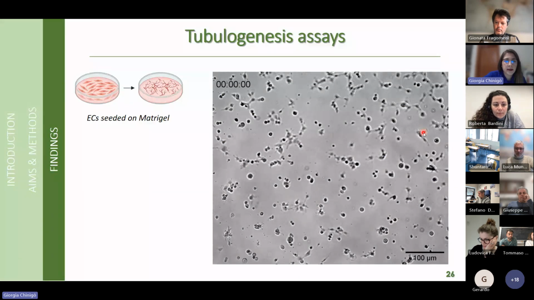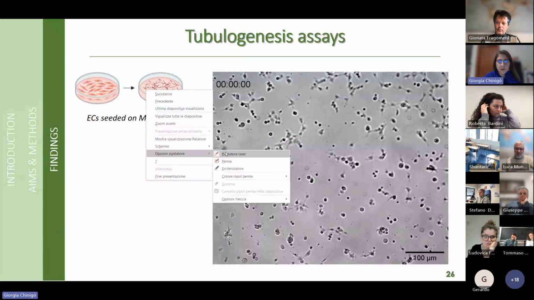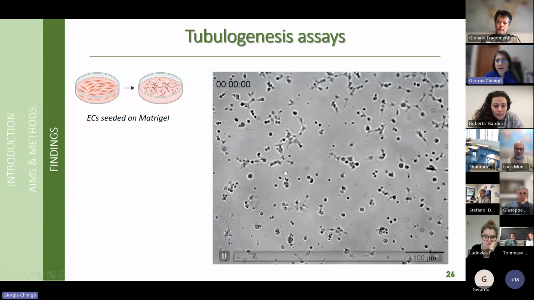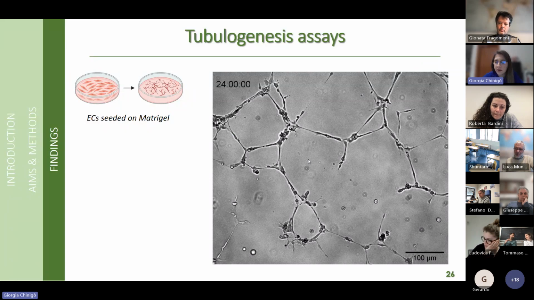The last assay I would like to talk to you about is the tubulogenesis assay. Basically, in this case, our endothelial cells are seeded on a matrigel. Why? In order to induce, as you can see from this movie, the formation of this vascular network. This assay is very interesting for us because it provides a morphogenic readout in a quite simple and reproducible manner.